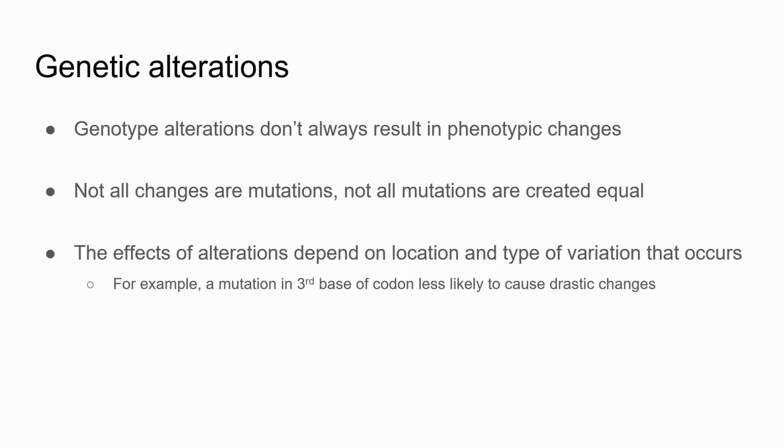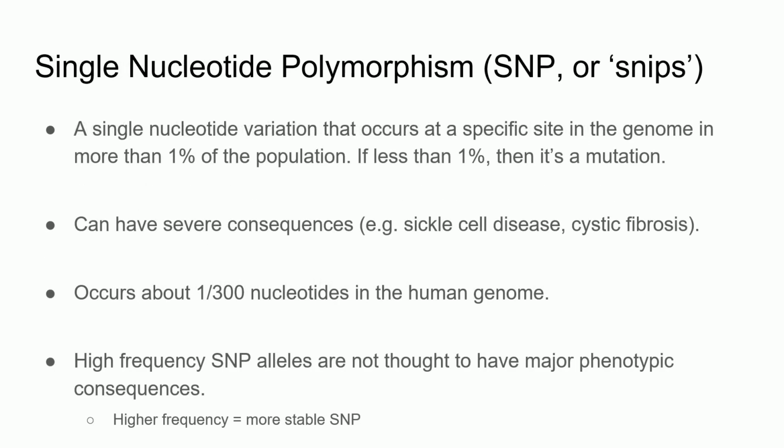The type of change, its location, and the frequency of the change within the population are all important factors in determining the significance of the variant. This is a great time to discuss single nucleotide polymorphisms, or SNPs. A SNP is a variant that occurs at a single specific nucleotide within a person's genome and is also found in greater than 1% of the population. Again, we generally consider variants that occur less frequently than 1% to be true mutations.